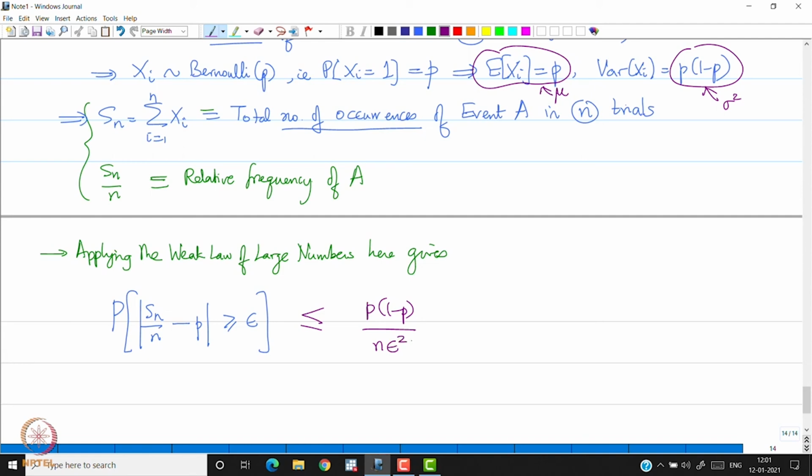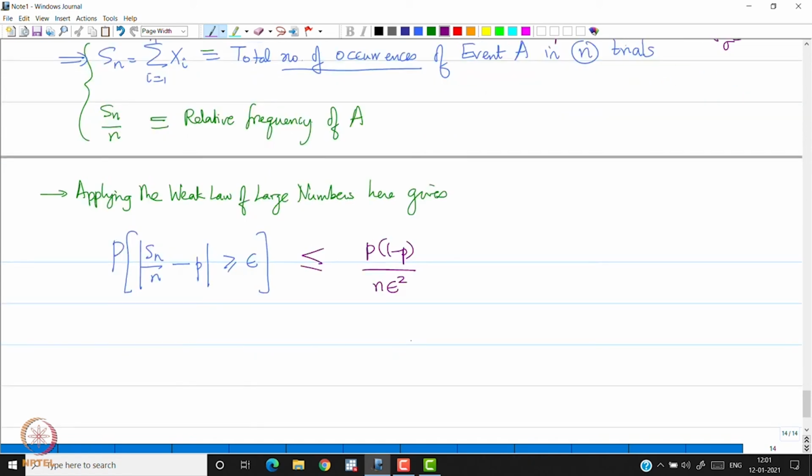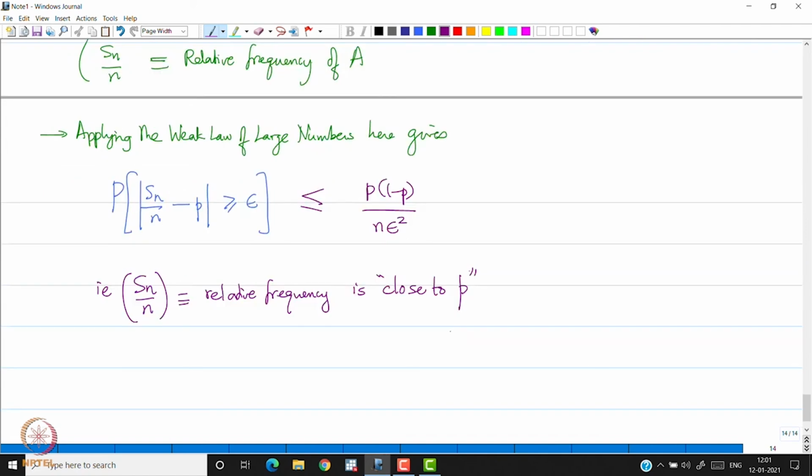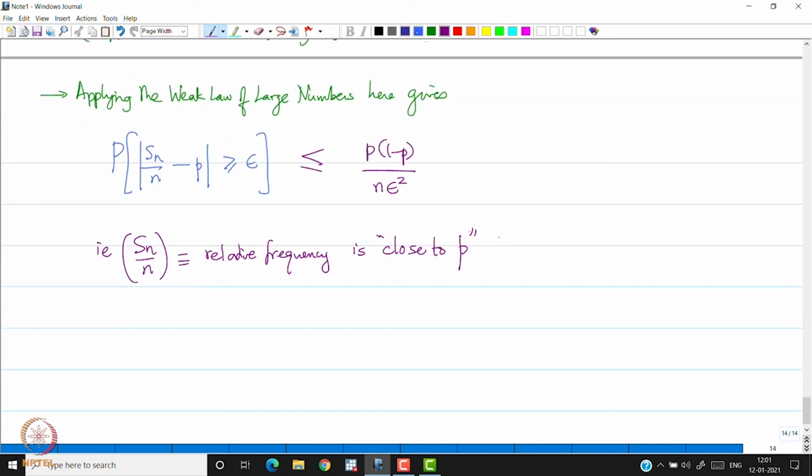So basically what we are saying is that this Sn by n is going to be a good estimate of p itself. That is the bottom line. The sample average, which we identified as a relative frequency, is close to this probability p. So this exactly is the statement that in most cases, or most instances, shall I say, what is an instance here? Each instance is going to be a repetition of n trials. Each instance is a set of n trials.